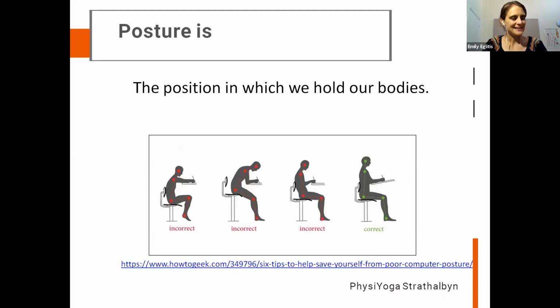Posture means the way that we hold our bodies, the position in which we hold our bodies. Here is an example of different postures, and we would consider these to be static postures, meaning that you hold your body still. Static postures include sitting, standing still, lying down, and sleeping would be a static posture as well. You can see that there's more optimal posture, which we'll talk about, and then there's less optimal postures, which I'm sure we've all felt ourselves sliding into from time to time.